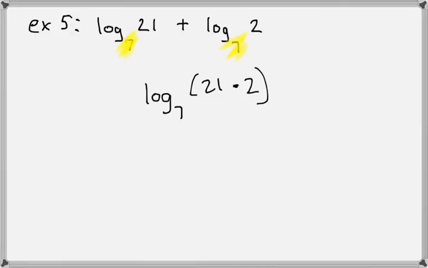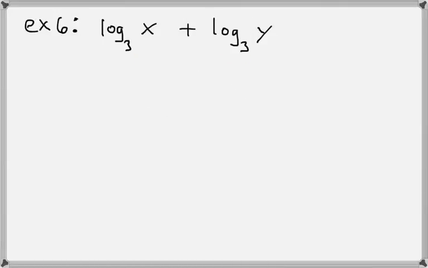Let's look at another example. Here we have log base 3 of x plus log base 3 of y. Now we have variables instead of just numbers. The process does not change. We still need to make sure that the base is the same. In our case here, it is a 3 on both of them, so it is the same. We can combine into one log base 3 of x times y.